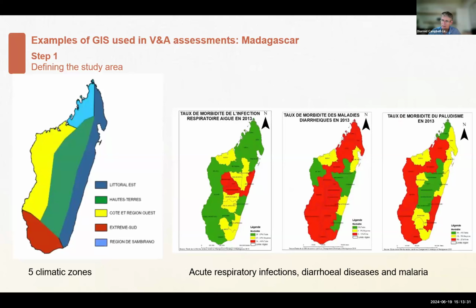And in some cases, combining the information. So there's both information on the climate zones and also information on the different health impacts that occur in different rates in those different zones. So these are a series of illustrations of how GIS is used right from the start to orientate the rest of the study.